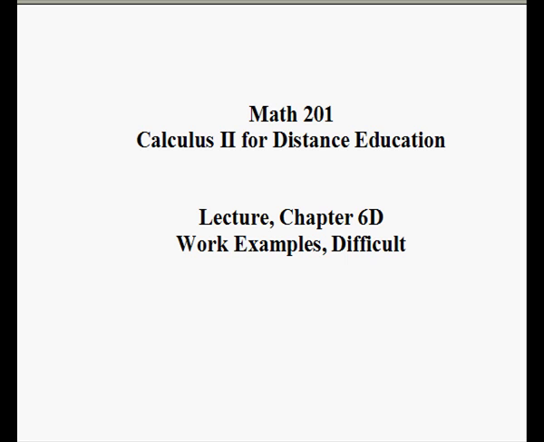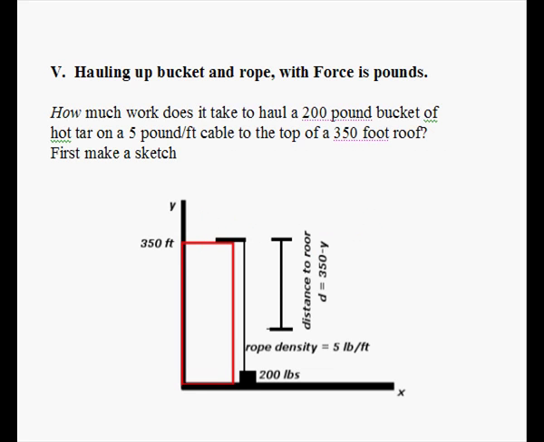This is lecture 6D for Calculus 2 on some more difficult examples of work problems. In more difficult work problems, the mass of at least part of the problem is specified as the density.